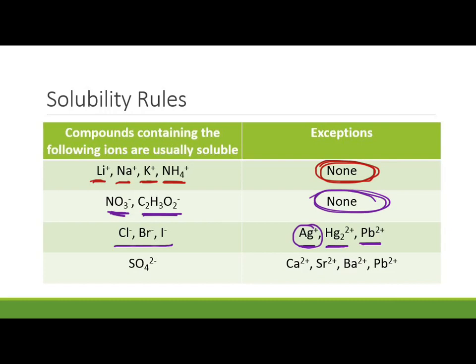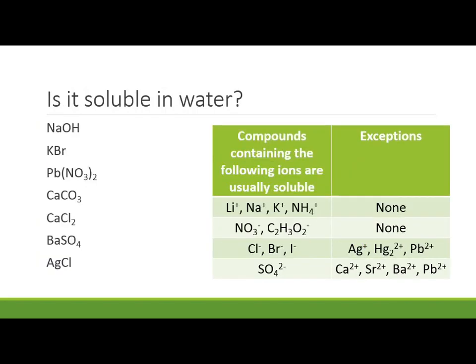Same type of thing applies when you hit the sulfate ion. Sulfates are typically soluble, but not if it's calcium, strontium, barium, or lead sulfate. If it's one of those, it's an exception. So let's actually try this and see if we can figure out which of these compounds will be soluble in water. All right, so the first thing we're going to look at would be the cations, right?